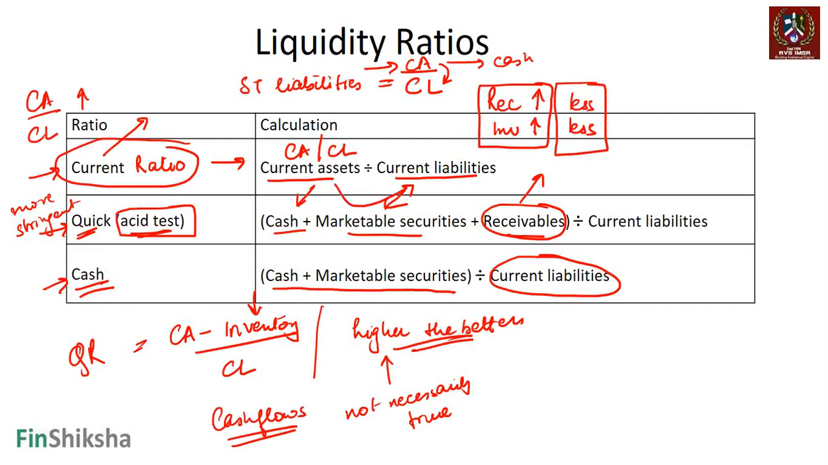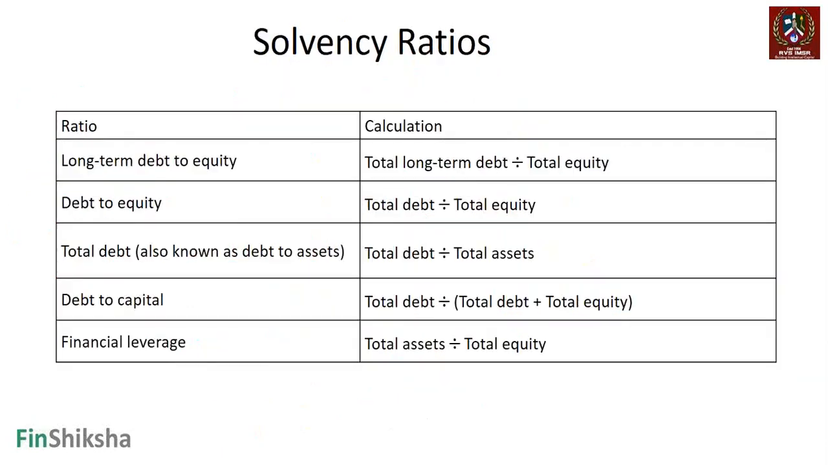So to that extent, the requirement of liquidity may be different for different industries, and we'll have to evaluate that case by case, right? In general, a firm should have adequate current assets so as to cover its current liabilities. That's what liquidity ratios tell us.